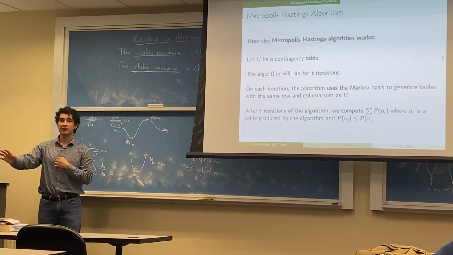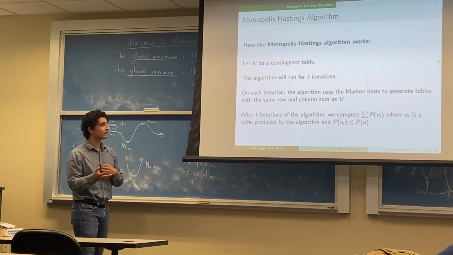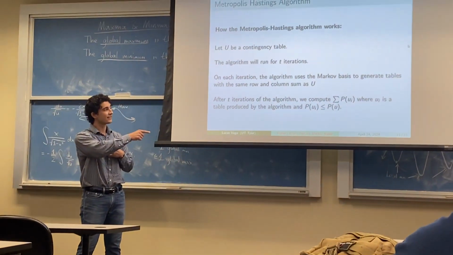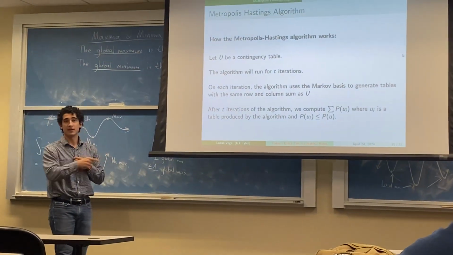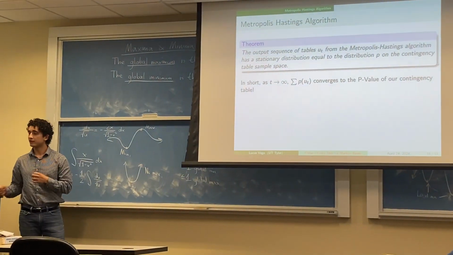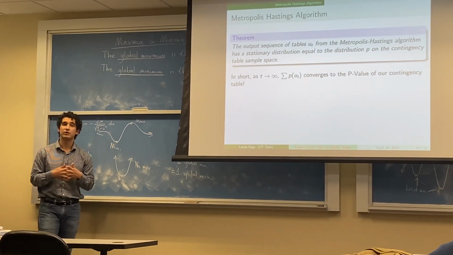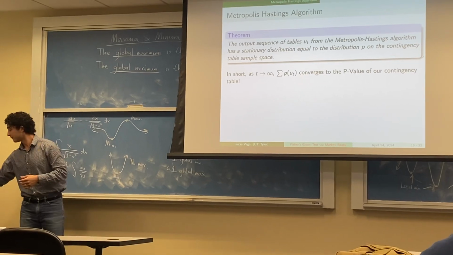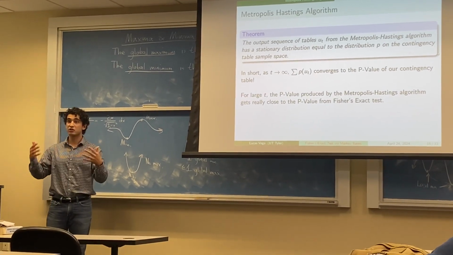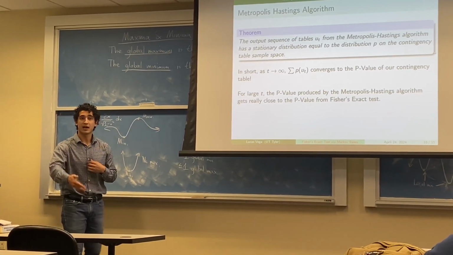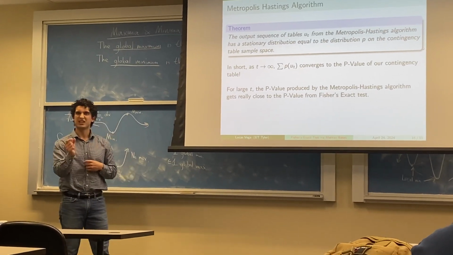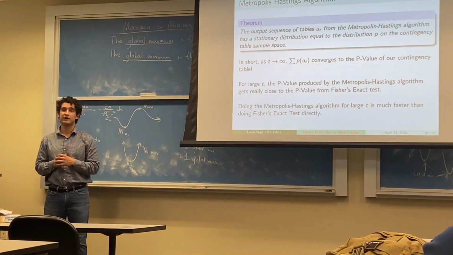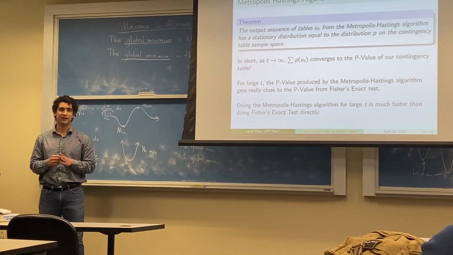Once the algorithm's done, it's going to sum up the probabilities from tables generated by the algorithm where their probability is less than the probability of your original table. And it turns out, as the number of iterations goes to infinity, this value converges to the p-value that we get in Fisher's exact test. And because of that, for a large number of iterations, if you run this algorithm a lot, the p-value you get is going to get really close to the p-value of Fisher's exact test. And we note that this process is way faster than doing Fisher's exact test.